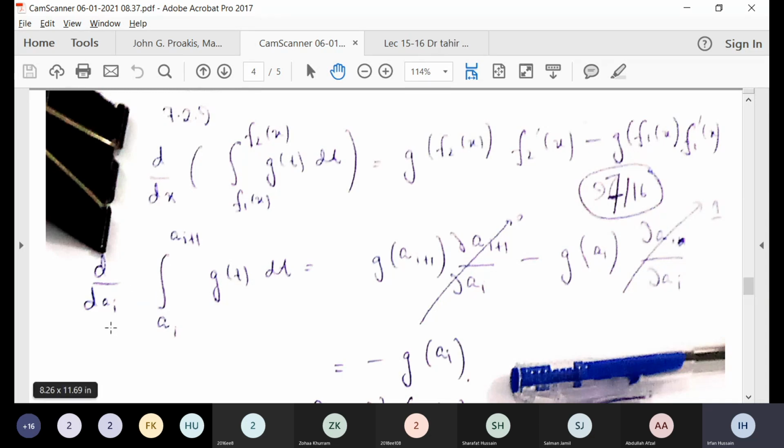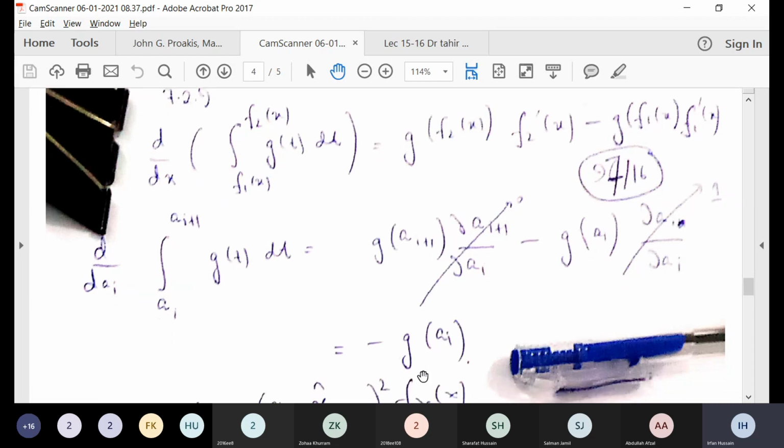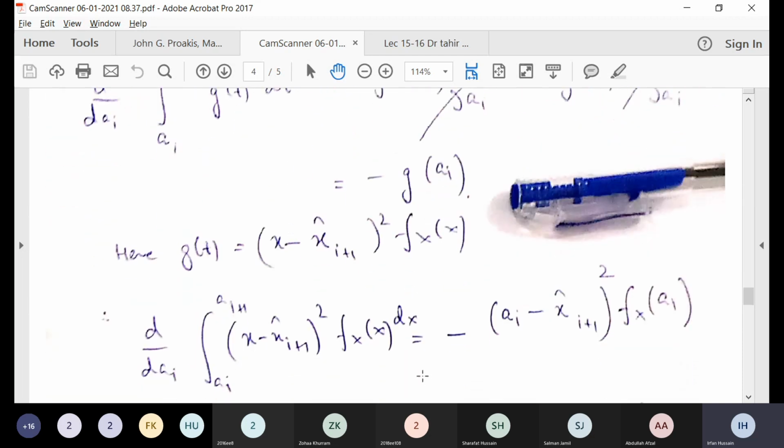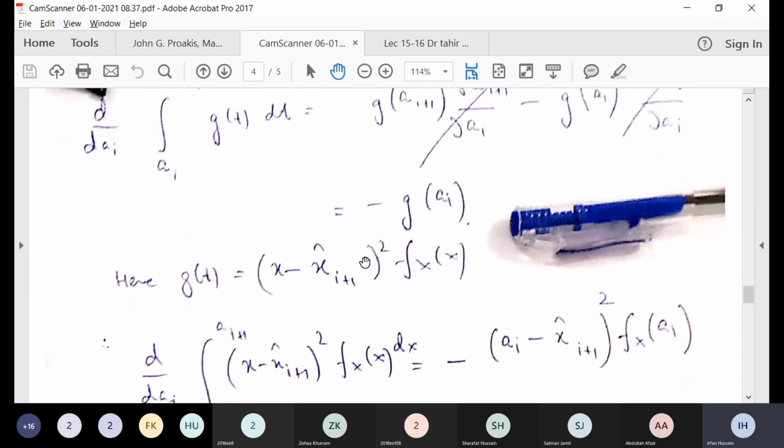Here our limits were from ai to ai plus 1 and the differentiation was with respect to ai. So I have this function, so I will get g of ai plus 1 times the derivative of ai plus 1, which is 0, so this all goes to 0, minus g of the function at the lower limit. The derivative of ai with ai will be 1, so you will just get minus g of ai for this. In our case, our g of t function is g of x, which is this thing, so you will just put this value here and your g of ai will become this function with x replaced by ai.